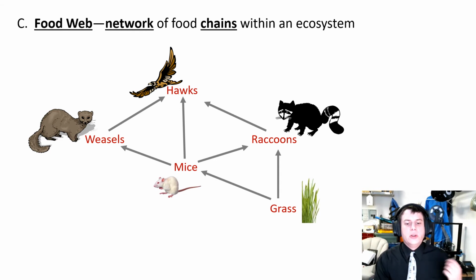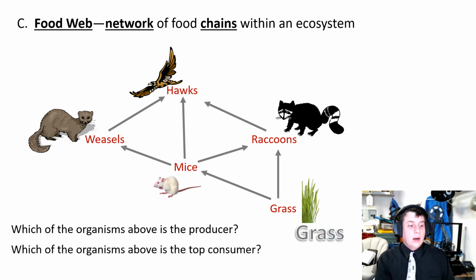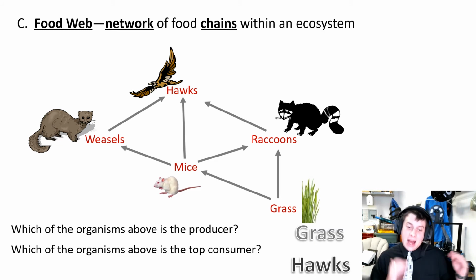You still start out with your primary producer, the grass, but that grass is eaten by more than just one animal. So which of the organisms here is the producer? That's going to be your grass. Which ones are going to be your consumers? Anything above there is going to be a consumer. So which one's your top consumer? That's going to be your hawk. The hawk eats highest up on this food web.